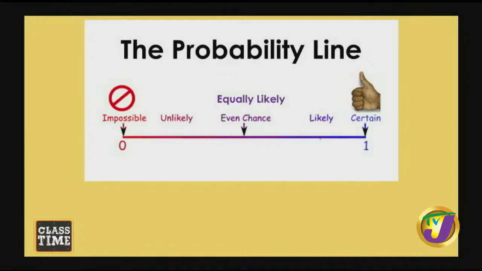What about unlikely to happen? It's unlikely that rain may fall this morning because the sun is shining brightly. Not that it can happen, but it's unlikely based on what is happening. Okay. Equally likely. So this is an even chance. So when a woman is pregnant, it's either a girl or a boy. It's an even chance, 50-50.